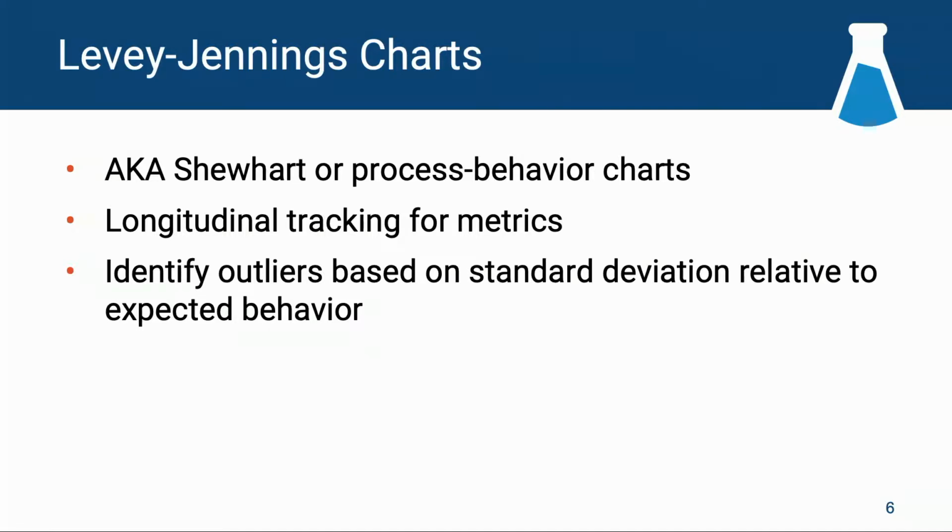So the Levi Jennings charts are really where we started in this statistical process control adventure. In the industrial manufacturing world, these are called Shewhart process behavior charts. Really what you're trying to do is you've got a process that should be reliable. You know what its output is supposed to be. You're monitoring that output to see is it in range or has it gone out of control.